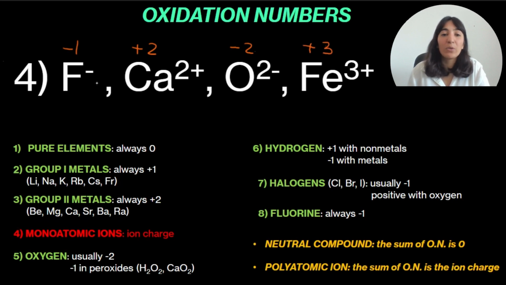And I want to make you notice that when we write the ion charge, we write the number before and then the sign. Instead, when we write the oxidation number, it is the opposite way around. We write the sign and then the number.